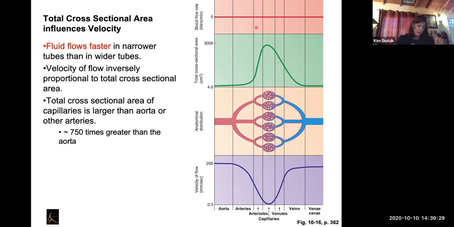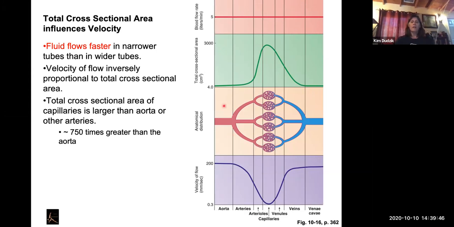And you can see it's in liters per minute, and that's steady at 5. So throughout our entire cardiovascular system at rest, blood flow is the constant. It's about 5 liters a minute.